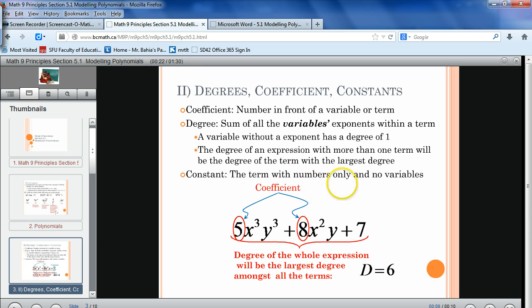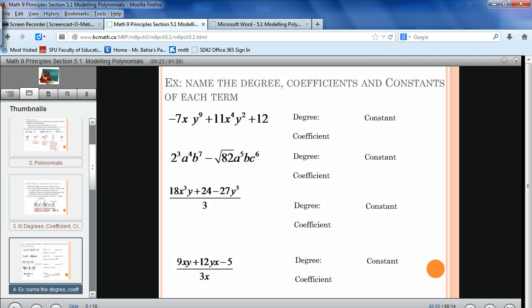The constant is just the plain old number with no variables, just the number. And the constant here is 7. Okay, let's play around here. For this guy, what would the degree, the coefficient, and the constant be?